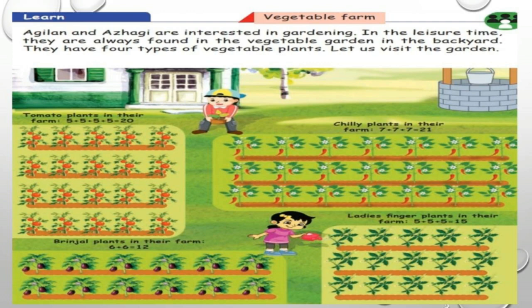Lady's finger plants. There are 5 plants in a row. Totally they have 3 rows. So 5 plus 5 plus 5 is equal to 15.